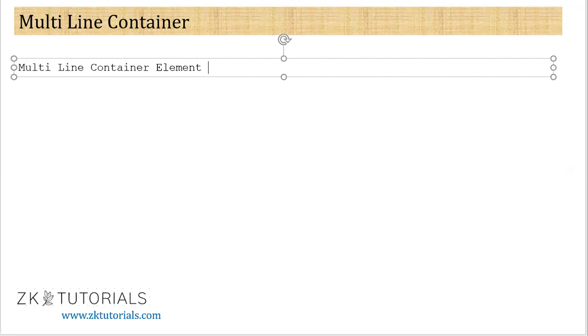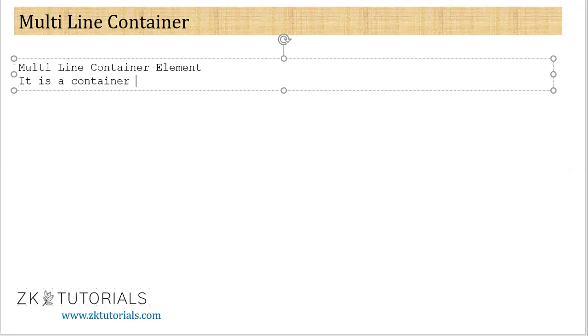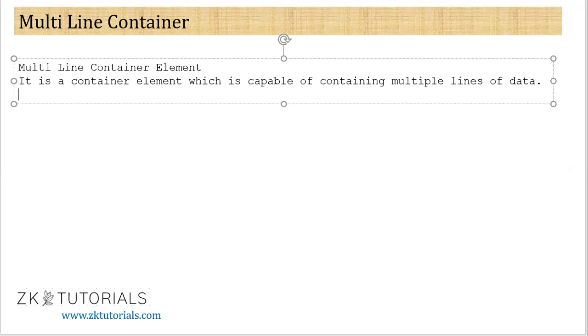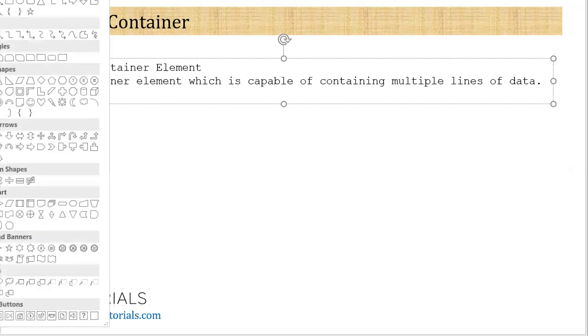So what is this multi-line container element? It is a container element which is capable of containing multiple lines of data. That is what the name suggests. It is a container which is capable of storing multiple lines of data.